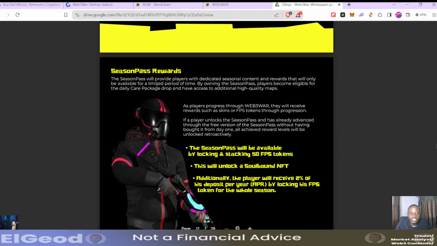Season pass. The season pass is going to provide players with dedicated seasonal content, and rewards that will only be available for a limited period of time. By owning the season pass, players become eligible for the daily care package. I think all of those are in-game inventories to aid a seamless game experience.